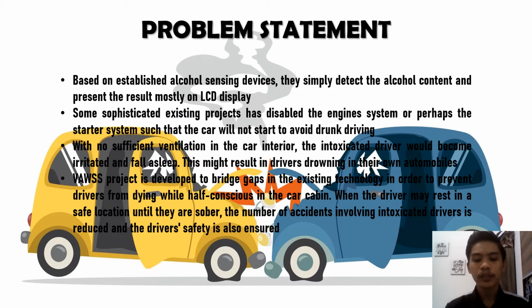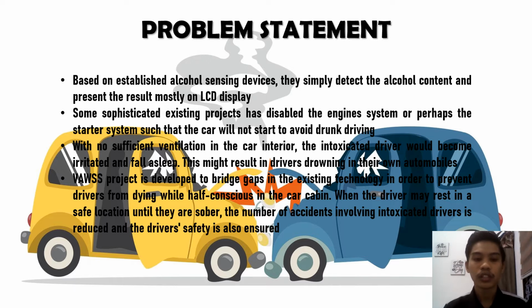For the problem statement, I must solve all the problems to achieve the objectives. The problem statements are related to the objective based on established alcohol sensing devices. They simply detect the alcohol content and present the result mostly on an LCD display. Secondly, some sophisticated existing projects disable the engine system or the starter system such that the car will not start to avoid drunk driving, with no sufficient ventilation in the car interior.